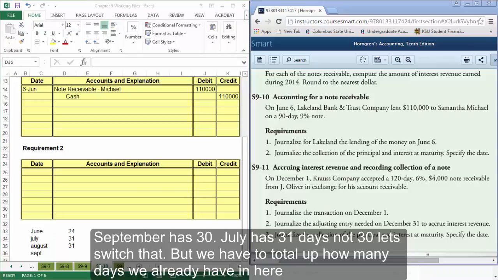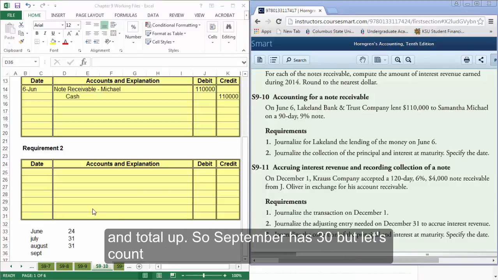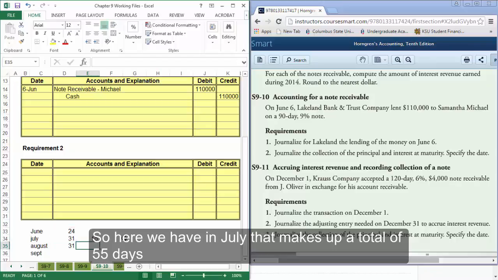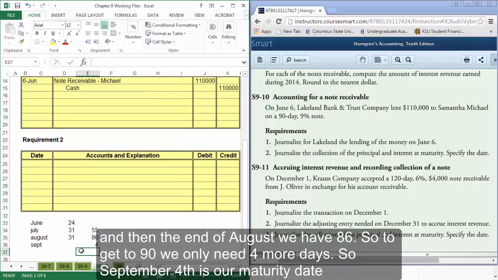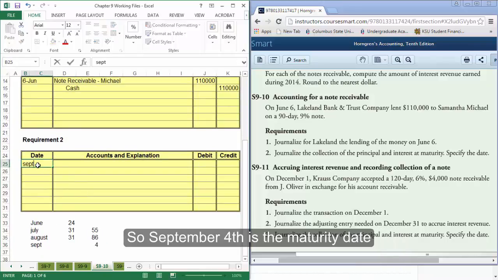But we have to total up how many days we already have in here. So September has 30, but let's count. Here in July, that makes up a total of 55 days. And then at the end of August, we have 86. So to get to 90, we only need 4 more days. So September 4th is our maturity date.